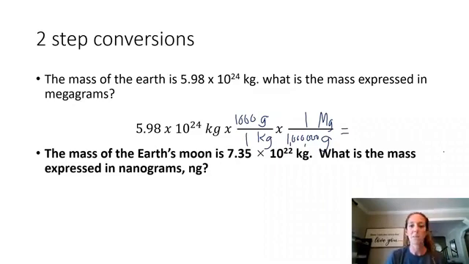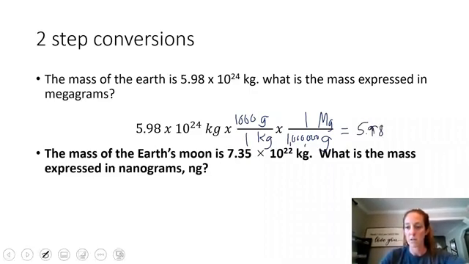Then I'm just plugging it into my calculator. 5.98 times 10 to the 24th times 1,000 divided by 1,000,000. And I should get 5.98 times 10 to the 21st megagrams.